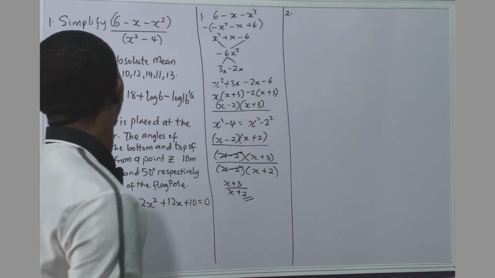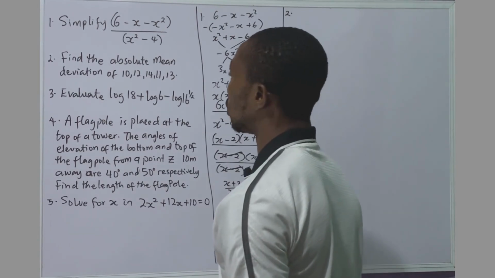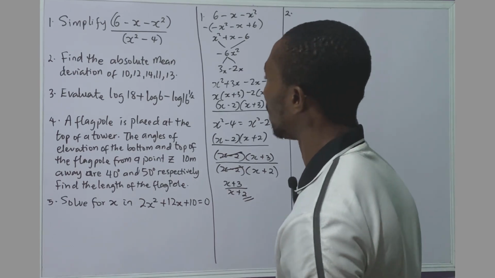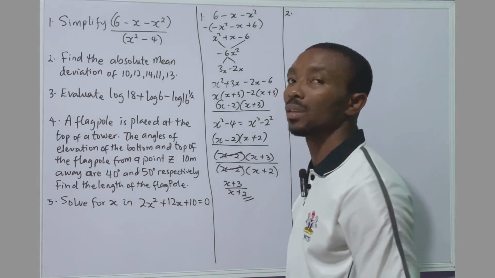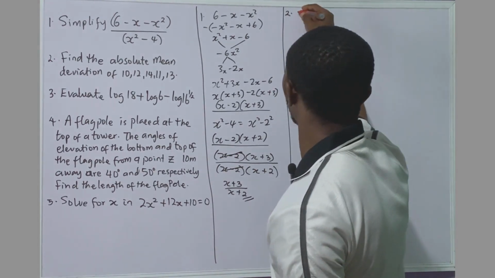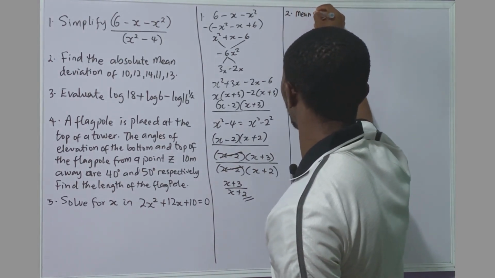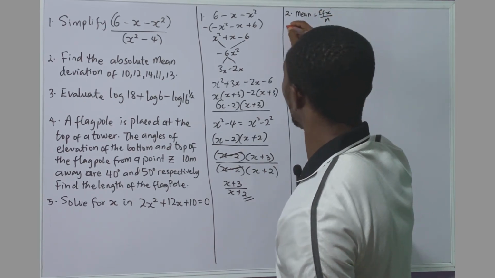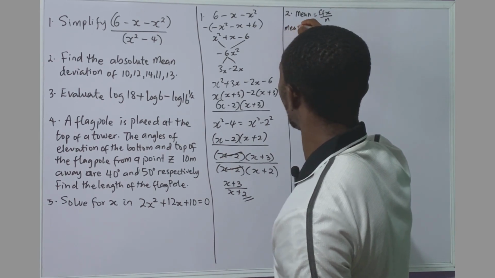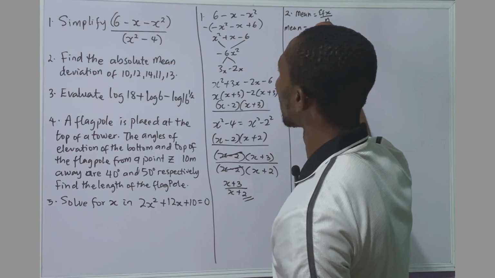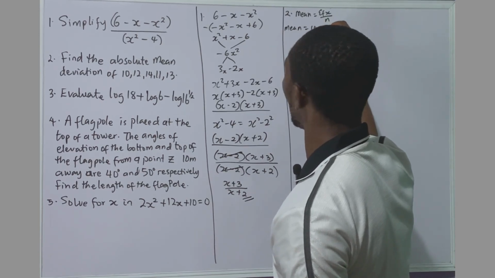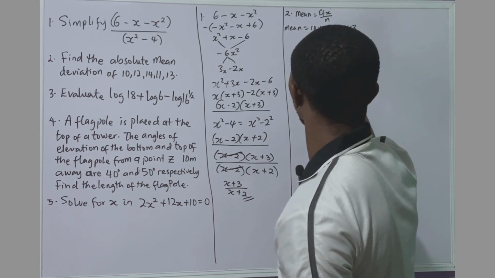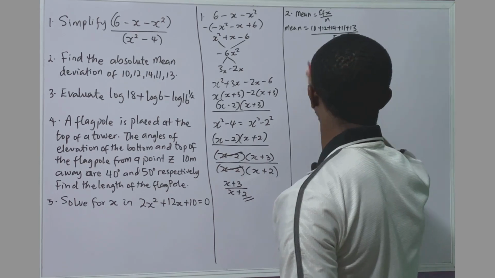It says, find the absolute mean deviation of 10, 12, 14, 11, and 13. When I want to find the mean deviation, we first of all find our mean. The mean is sigma x over n. So our mean would be 10 plus 12 plus 14 plus 11 plus 13, all over 5.